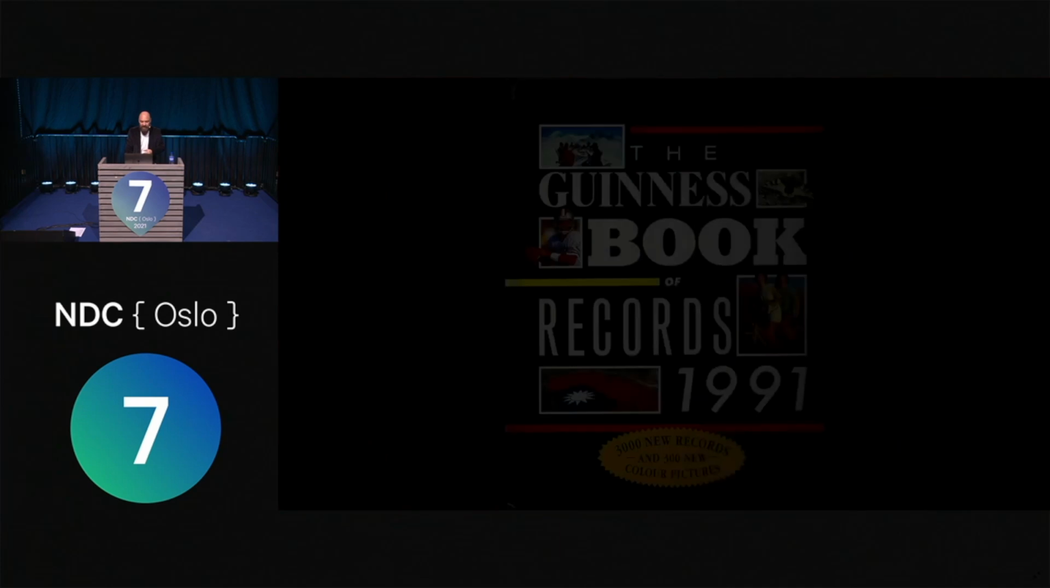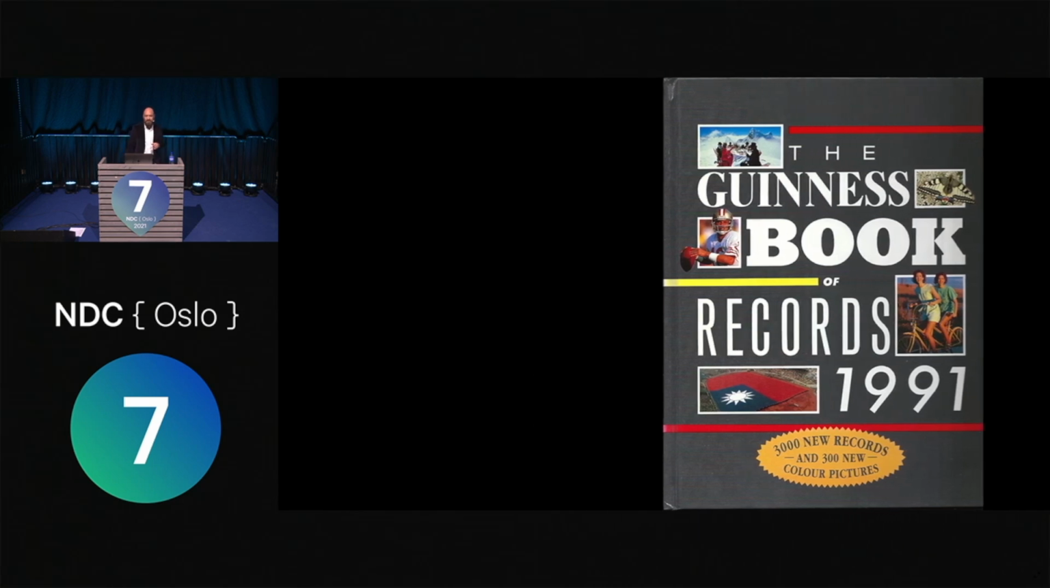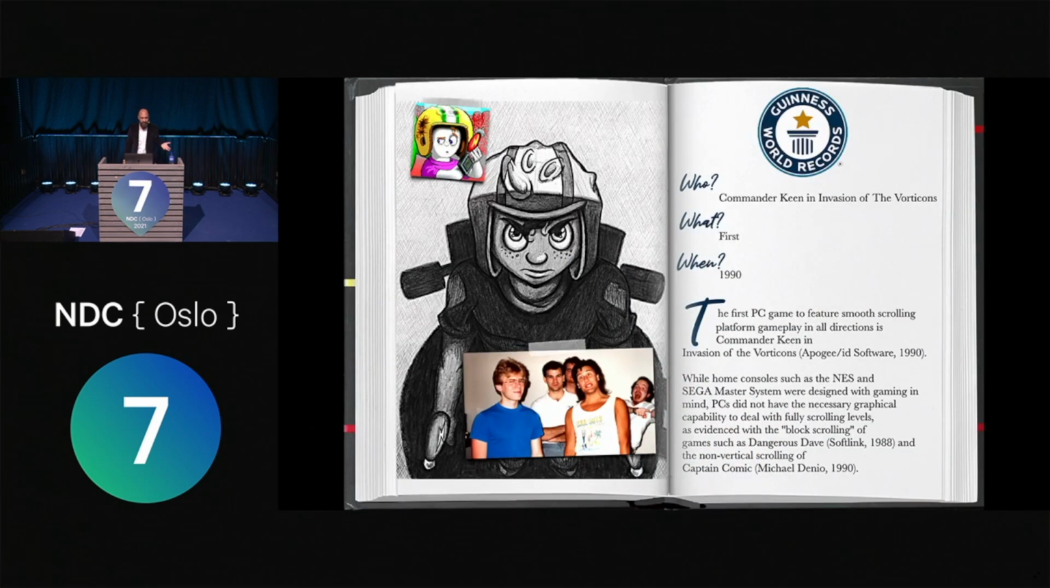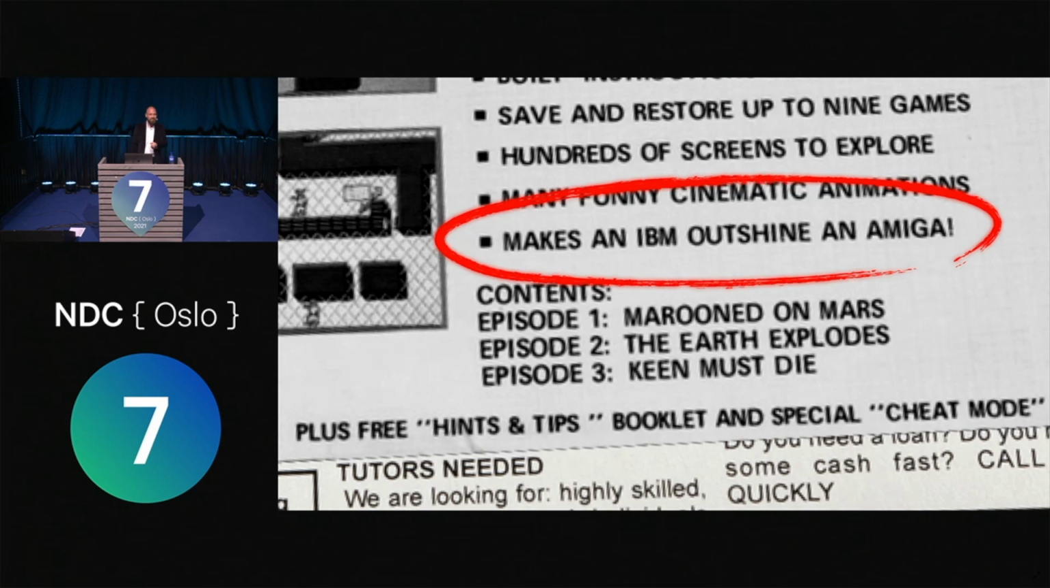And even if Wikipedia focuses on the story about the adaptive tile refresh, the Guinness Book of Records in 1991 got this right by naming Commander Keen and the Invasion of the Vorticons as the first ever smooth-scrolling PC game. That's worth a round of applause, guys. So that allowed them to run advertisements like this one. The IBM PC outshone the Amiga.